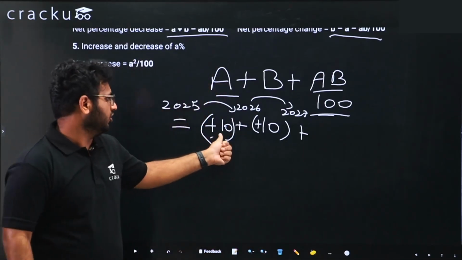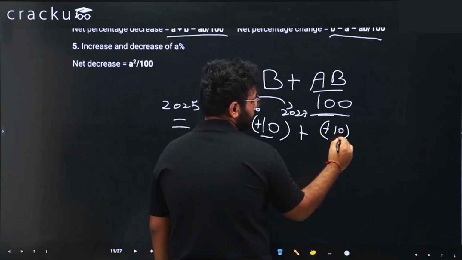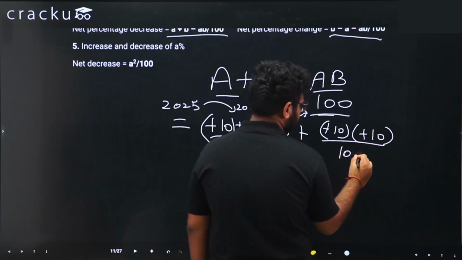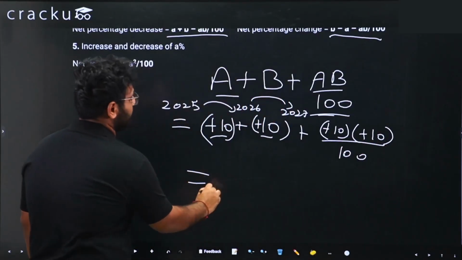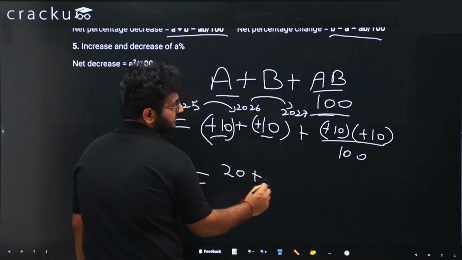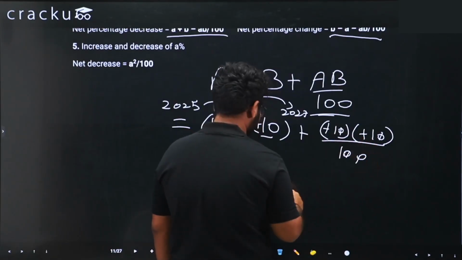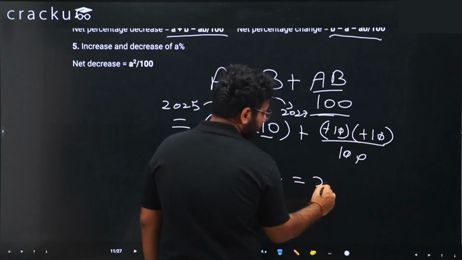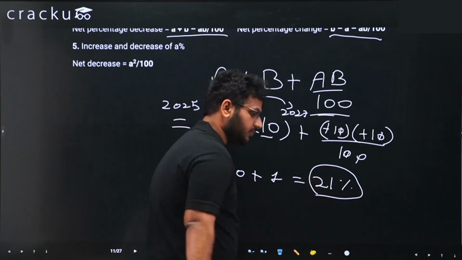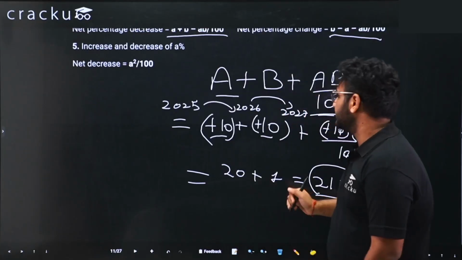Now just copy both of them. So it would be plus 10 into plus 10 divided by 100. So net percentage would be equal to 10 plus 10, 20, plus... this 0 gets cancelled out. 10 into 10 is 100 divided by 100, so 1. Which will be equal to 21% of increase. So this is increasing successively and which will be equal to 21%.